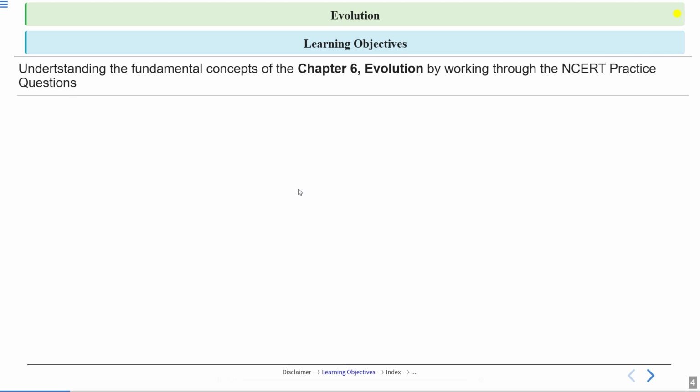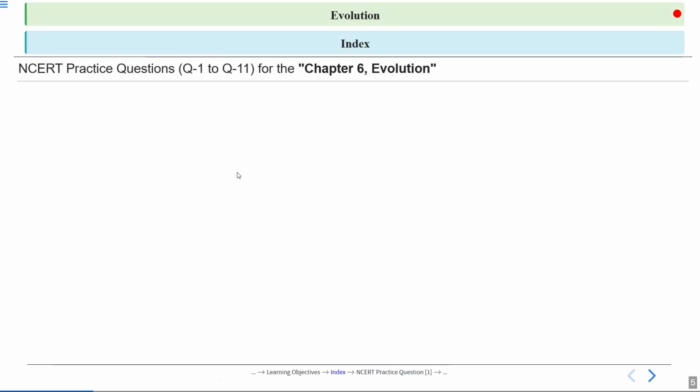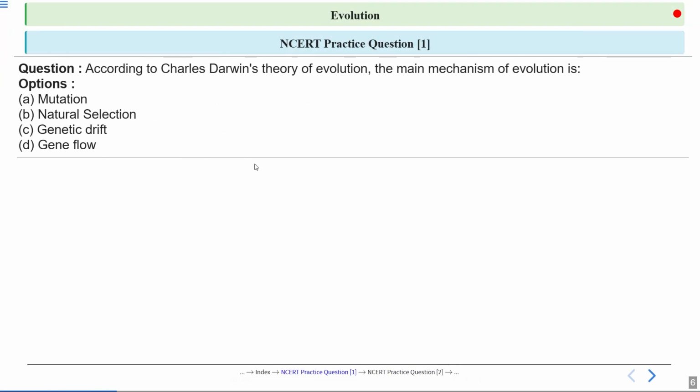So what are the objectives of today's session? Today we'll be discussing the basic concepts related to the chapter evolution by walking through the NCERT practice questions. These questions are based on certain concepts. We'll discuss these concepts by walking through these practice questions. Let's begin with the first question.